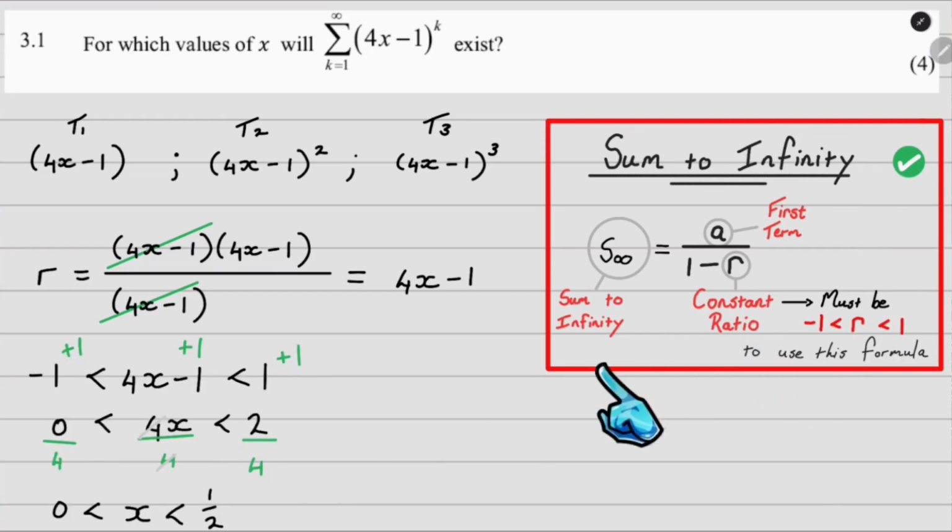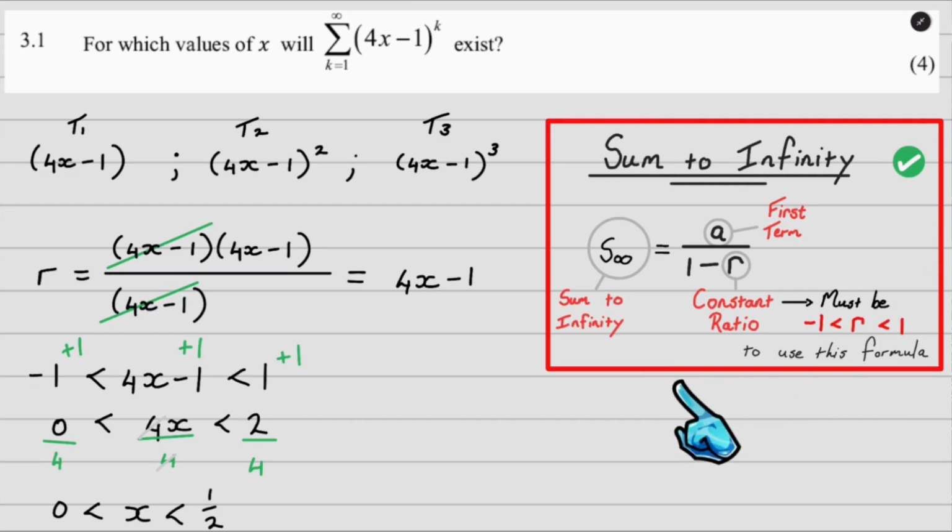And then I'll just simplify a little bit. 0 divided by 4 is just 0. 4 divided by 4, they cancel, and you're just left with the x over there in the middle. 2 over 4, if you pop that in the calculator or simplify it, it gives you a half. So when x is in between a half and 0, we will get the sum to infinity, and this thing will exist.